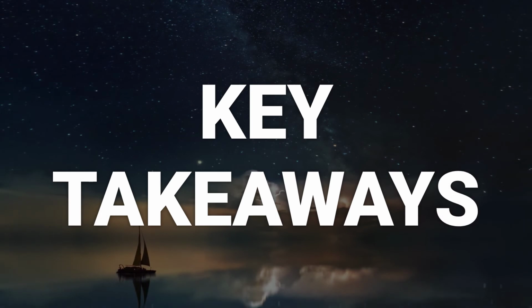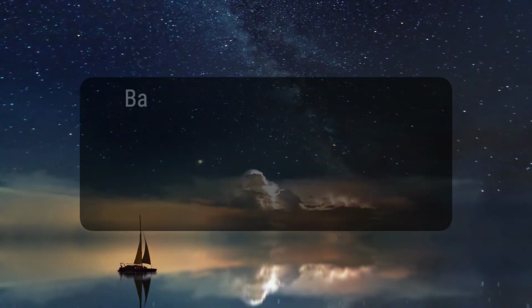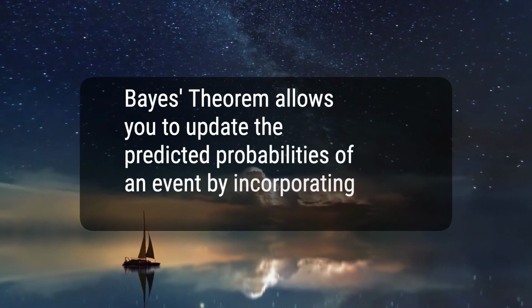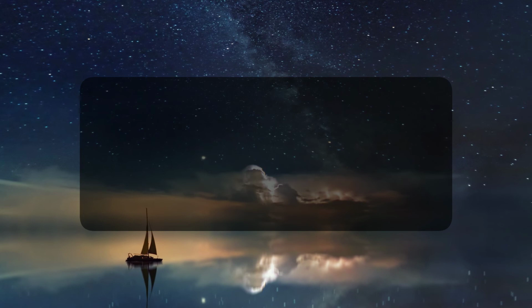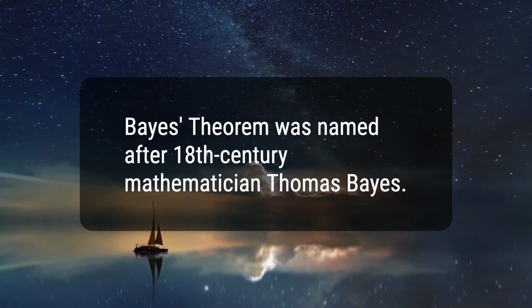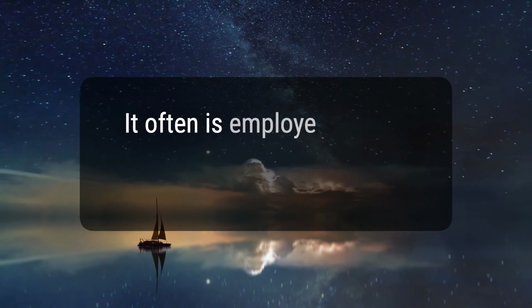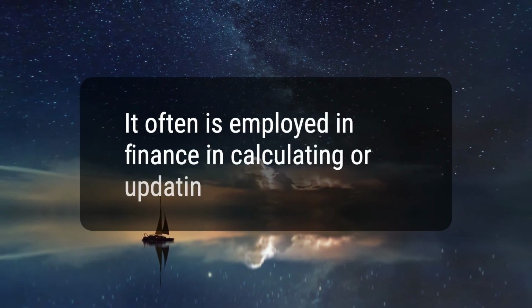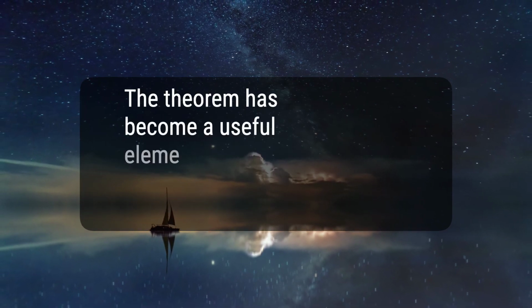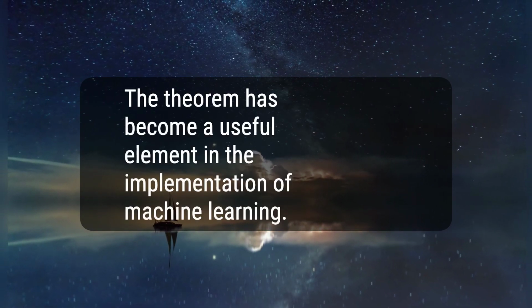Here are 5 key takeaways. 1. Bayes' theorem allows you to update the predicted probabilities of an event by incorporating new information. 2. Bayes' theorem was named after 18th-century mathematician Thomas Bayes. 3. It often is employed in finance in calculating or updating risk evaluation. 4. The theorem has become a useful element in the implementation of machine learning.